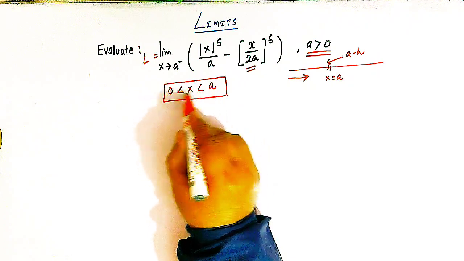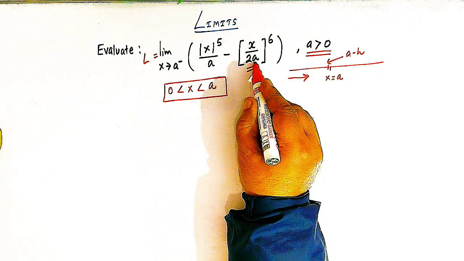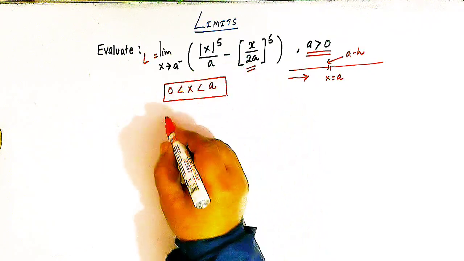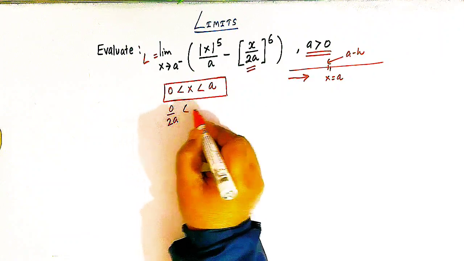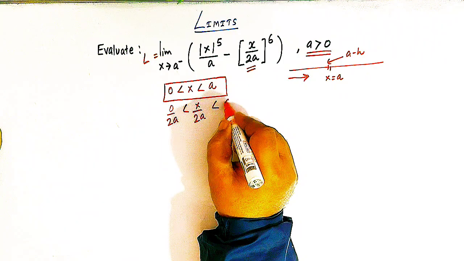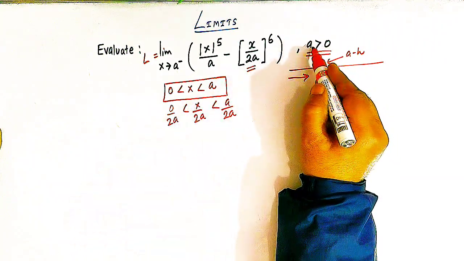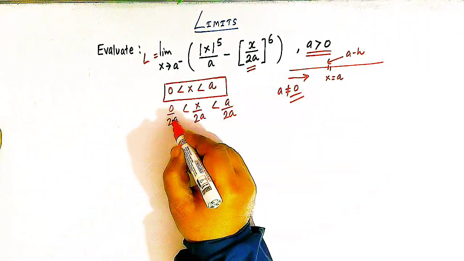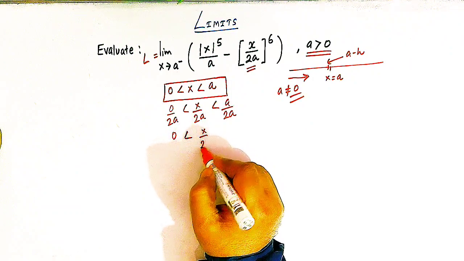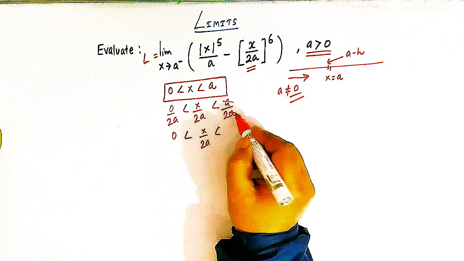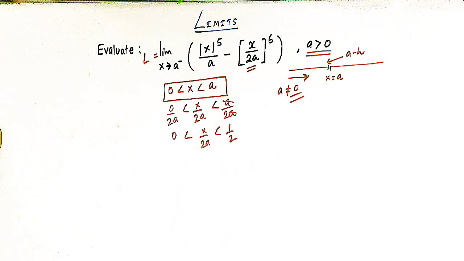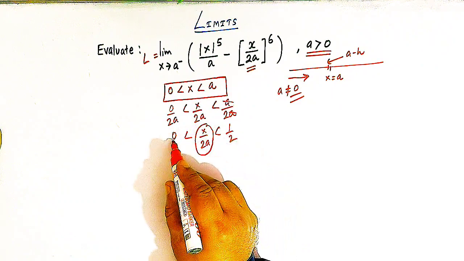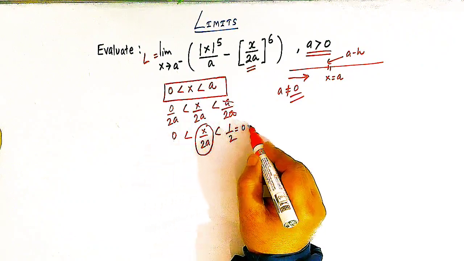So let us divide throughout by 2a, because here we have x over 2a. Dividing throughout by 2a, we have 0 over 2a, then we have x over 2a, and here we have a over 2a. And obviously a is greater than 0, so a is not equal to 0. Now here we have 0, here we have x over 2a, and here a and a get cancelled, we are left with only half. So this inequality suggests that this quantity x over 2a lies between 0 and half, that is 0.5.